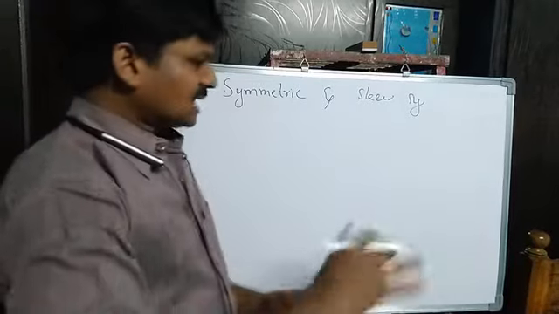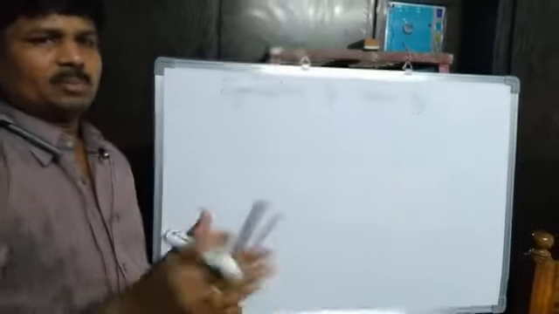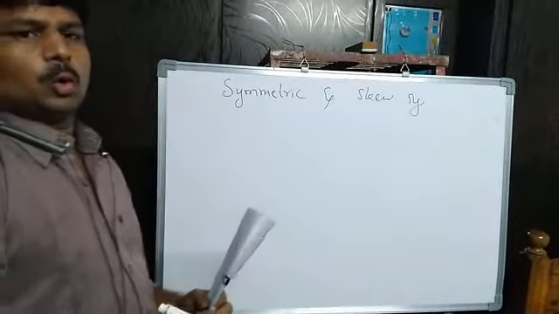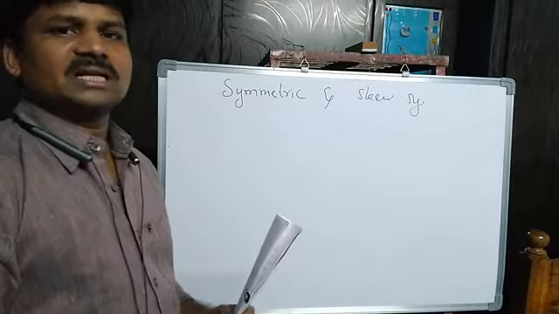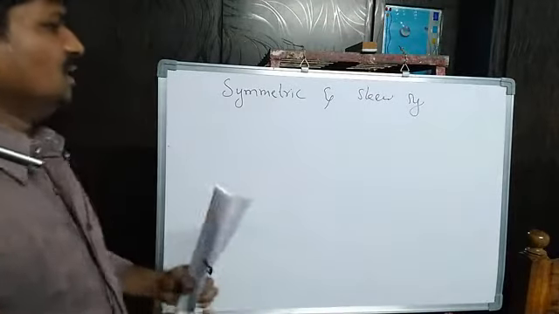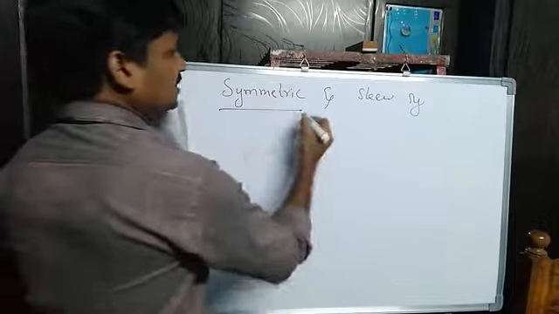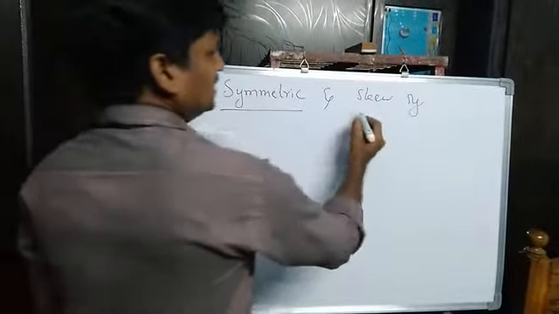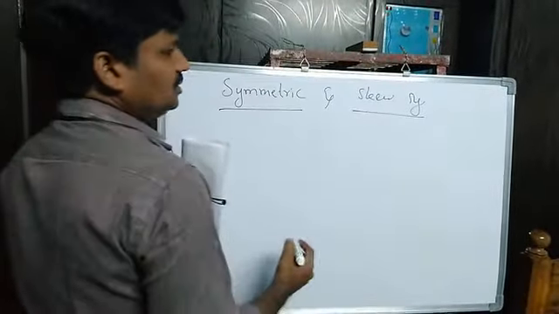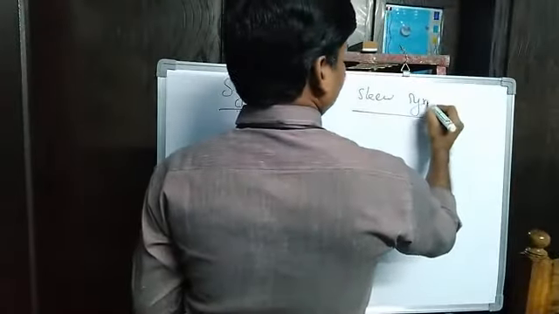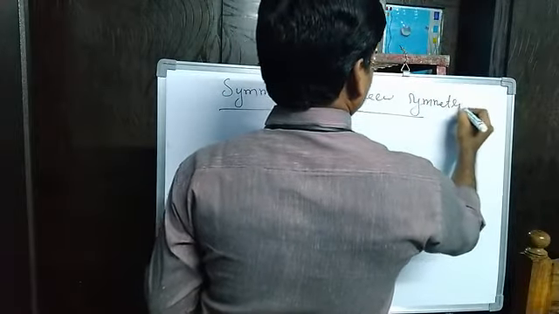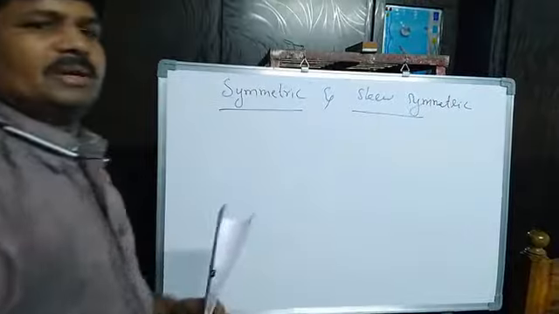Okay, so in the last class, what did we discuss? We discussed the transpose of a matrix and its properties, and we solved one or two questions on those properties. Now in this class, we are going to discuss symmetric matrices and skew symmetric matrices.